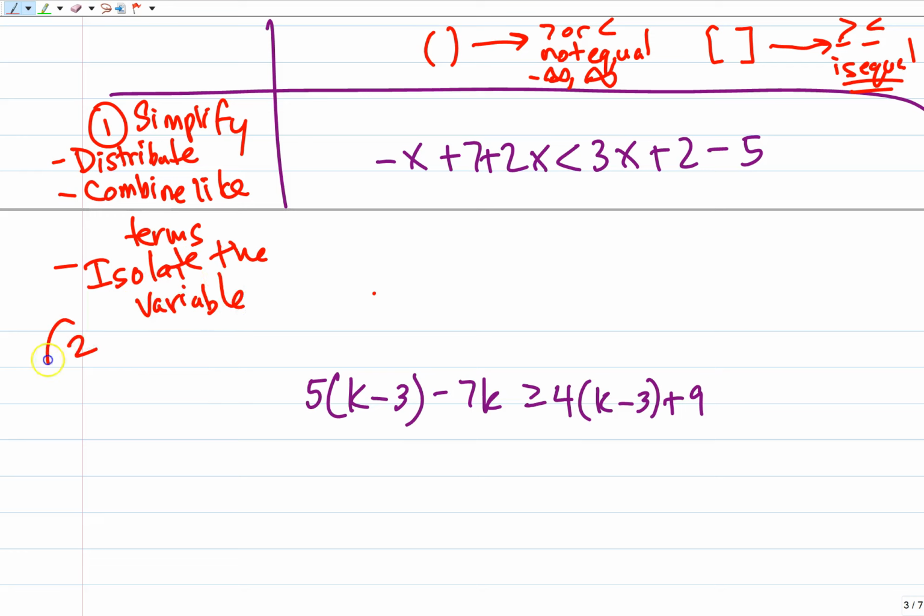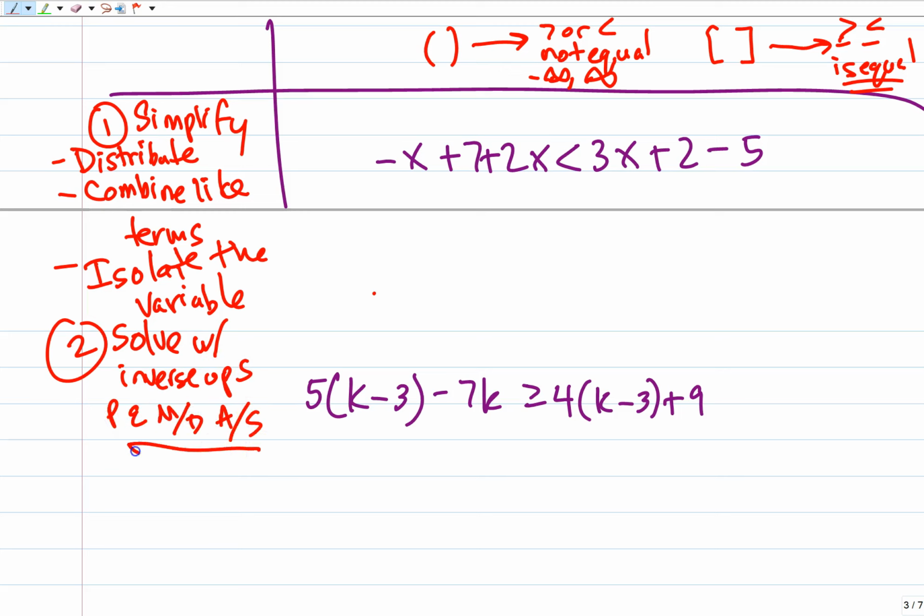And then step 2, after we simplify, we solve, and that's with the inverse. Solve with inverse operations, which is basically the way I described it, PEMDAS backwards. SAD-MEP, however you want to do it. SAD-MEP, it's PEMDAS backwards. These are the jokes. I'm sorry they're no good. That's all I got.